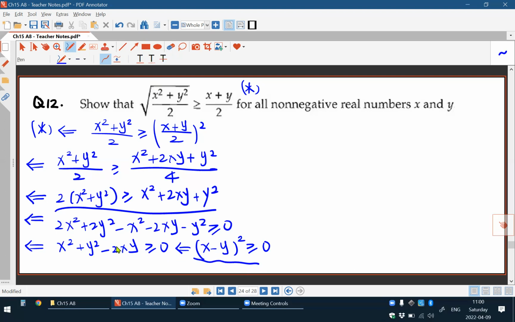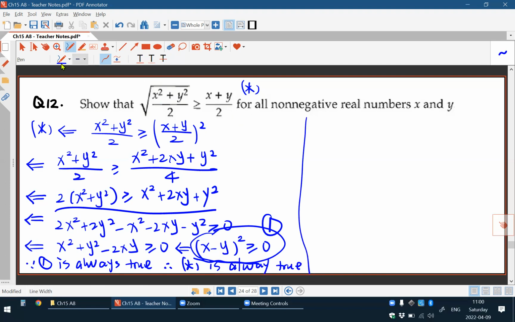Therefore, this one is true, this one is true, this one is true. So it's like a chain reaction, right? As long as you can prove this one is always true, then follow the chains. The original expression is always true, right? So we can say, let's label it number 1, because number 1 is always true. Therefore, the original expression is always true, right? Of course, this is method 1.